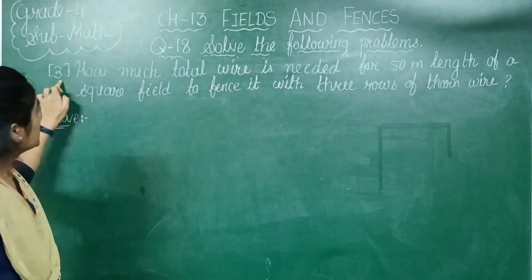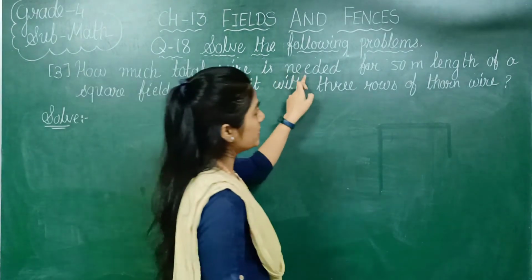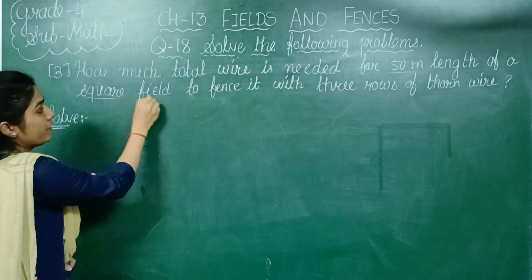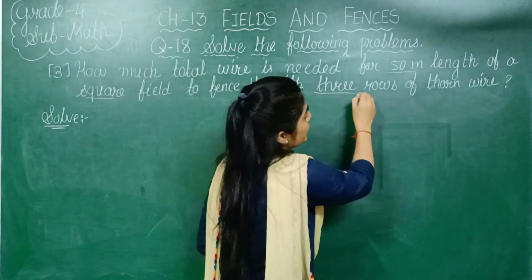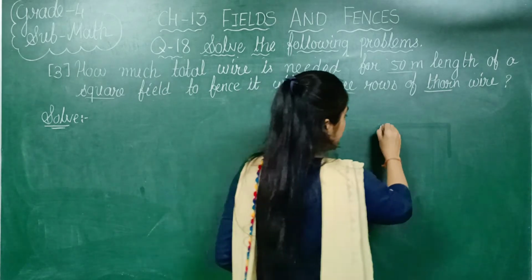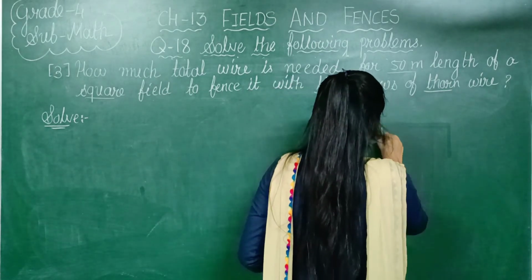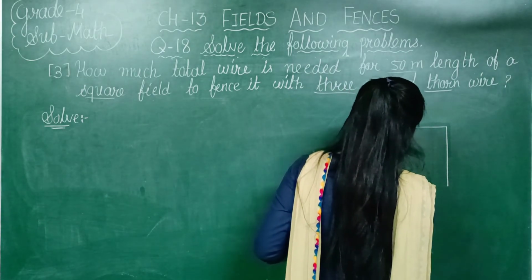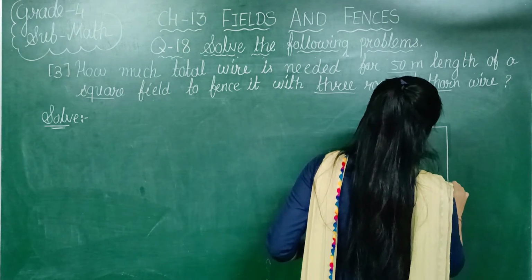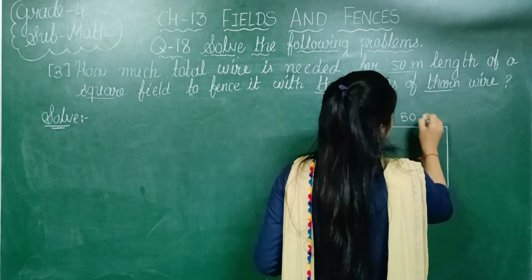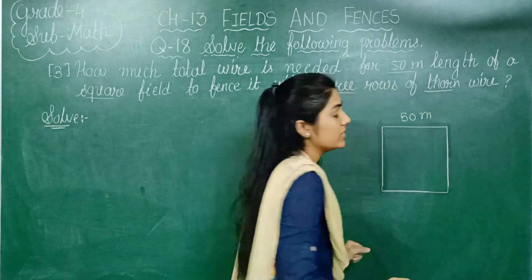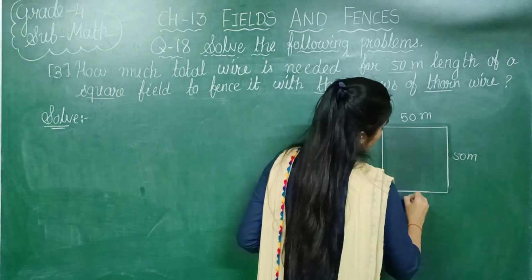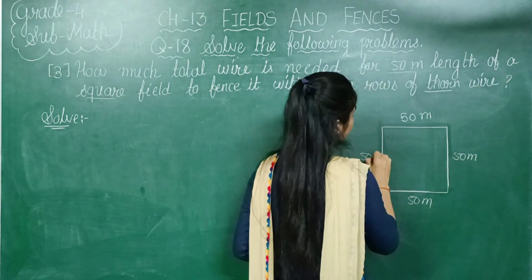Now question number 3. How much total wire is needed for a 50 meter length square field to fence it with 3 rows of thorn wire? So the shape of the field is already given. It is a square, and we know that all the sides of a square are the same. So we have just one side, which is 50 meter. So we can say that all the sides are the same. So this is 50 meter, this is also 50 meter, and this is also 50.